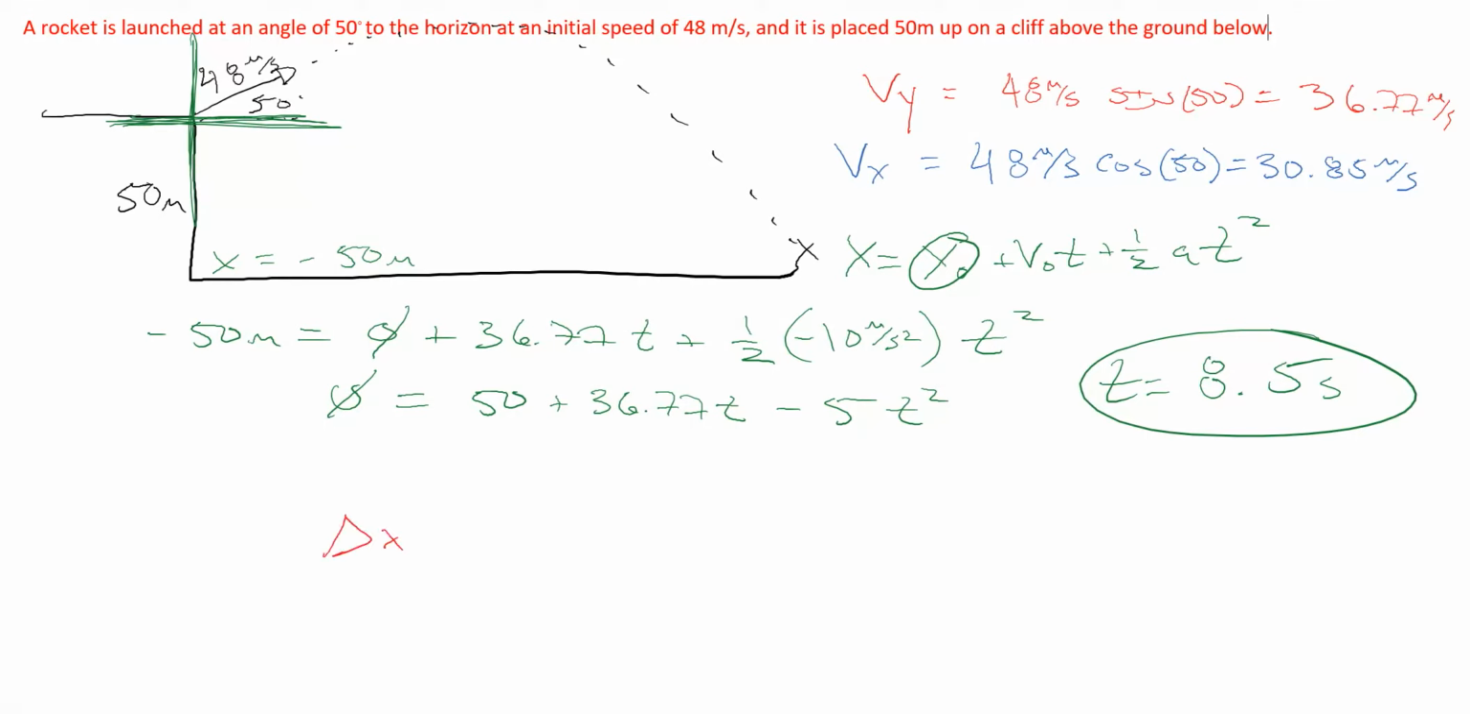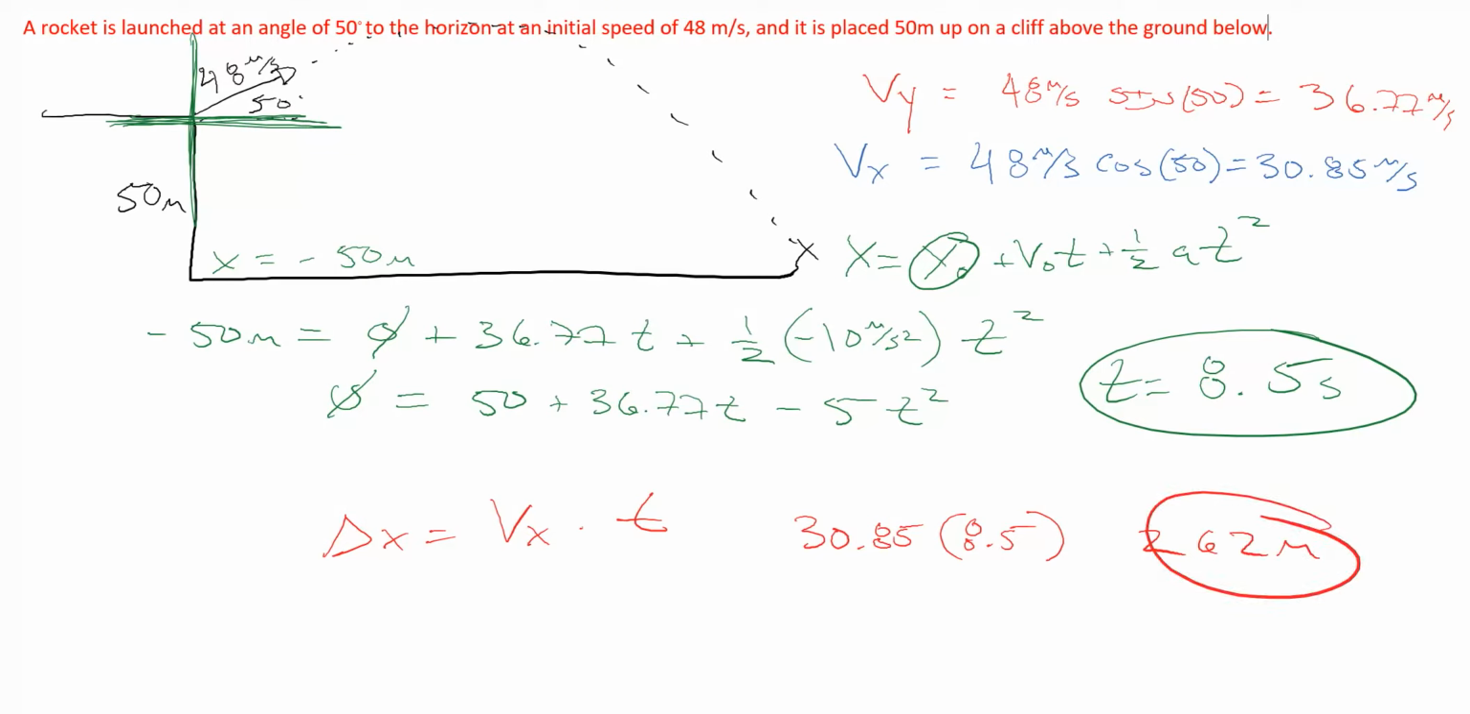Now the last part is easy again. The change in x is just equal to my velocity in the x times the total time I was in the air. So 30.85 times 8.5 gives me somewhere in the neighborhood of 262 meters. Alright, that was a good one.